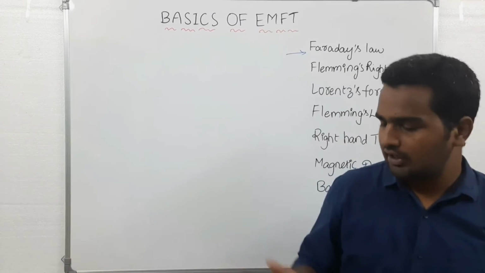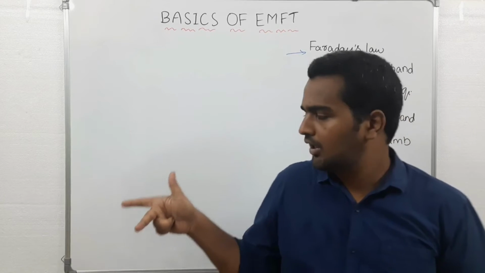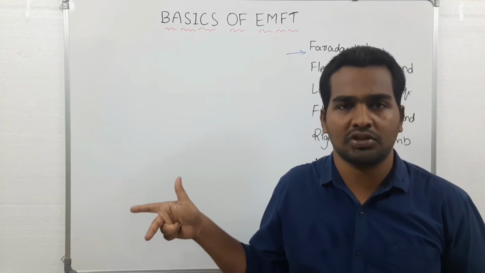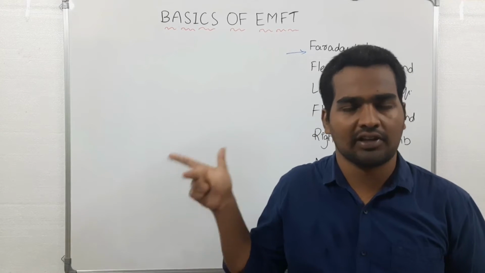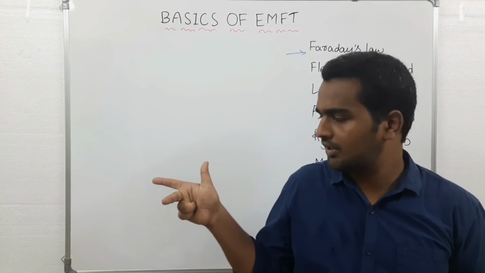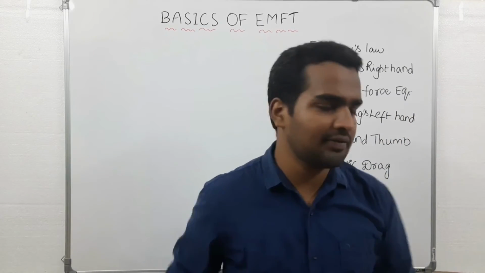So stretch your thumb, forefinger and middle finger mutually perpendicular. Thumb indicates direction of motion of the conductor, forefinger indicates direction of the flux lines, and middle finger indicates direction of induced EMF. Let me explain you with the help of a simple diagram.